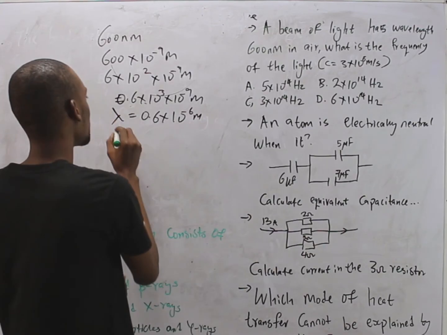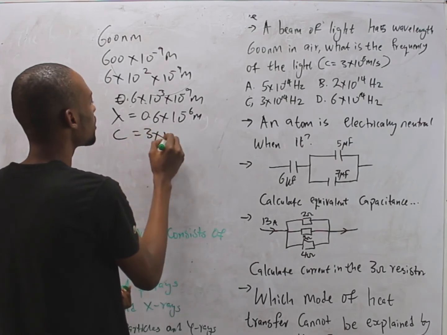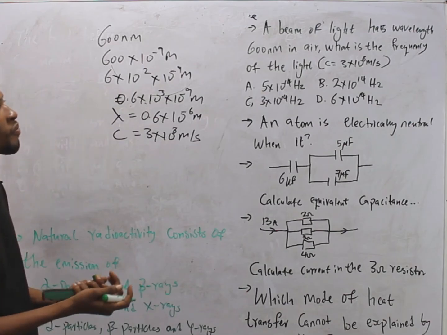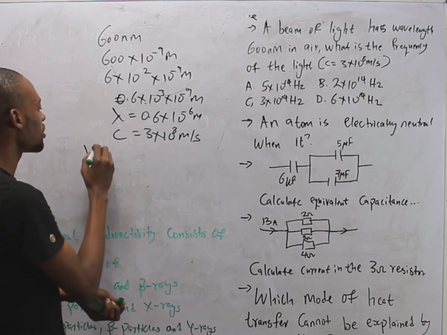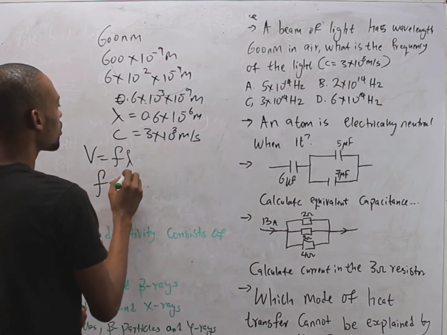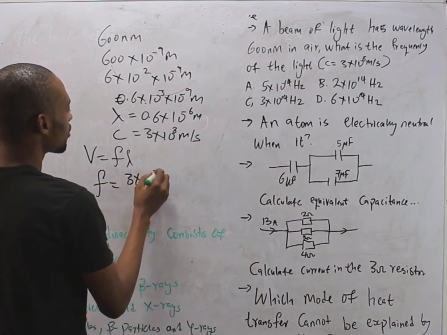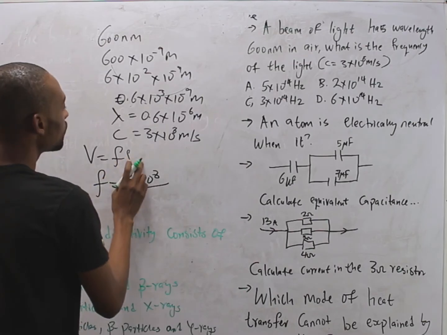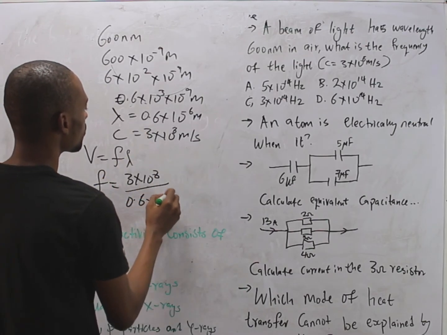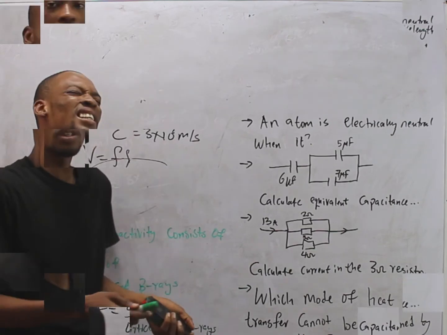And the speed of light is 3 times 10 raised to the power of 8 meters per second. Remember, the velocity v is equal to f lambda. So frequency is equal to the speed of light over wavelength, which is 0.6 times 10 to the power of minus 6. This is the frequency.